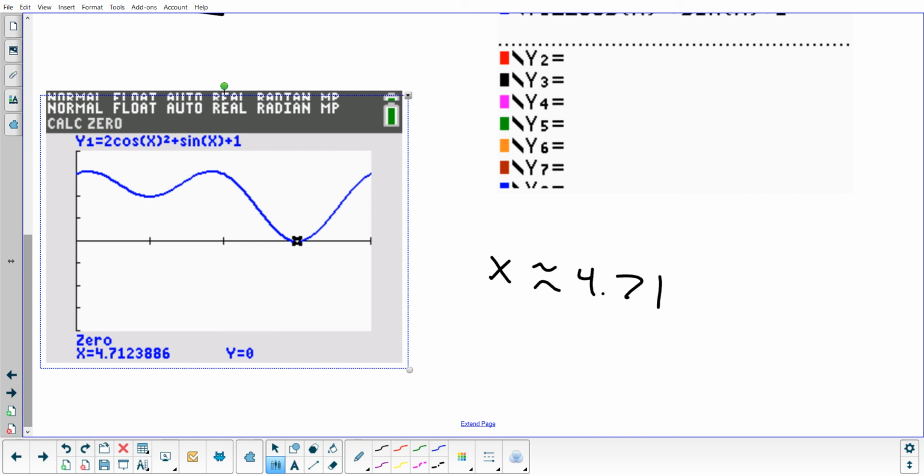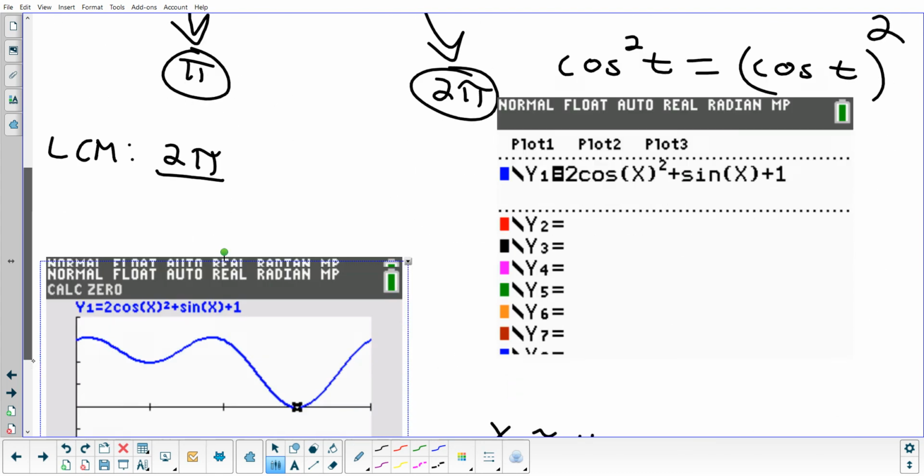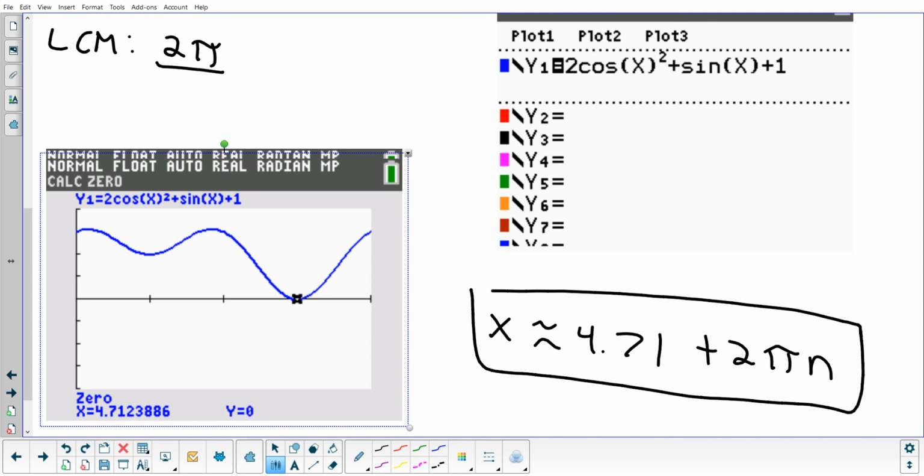But all you've done right there is find one answer. What do I put on the end of that to indicate all answers? Yeah, Eli? 2 pi n. Yeah, you're going to put the period, which is 2 pi. That's the LCM. And you can add any multiple of that and get another answer. And that's the answer.